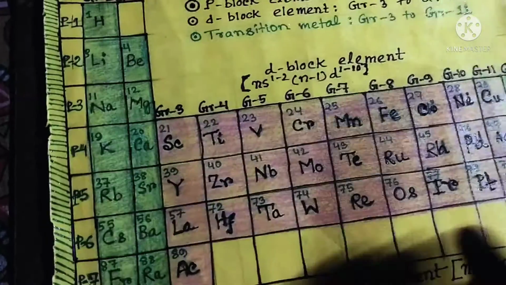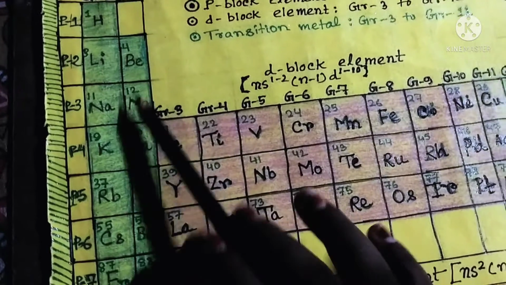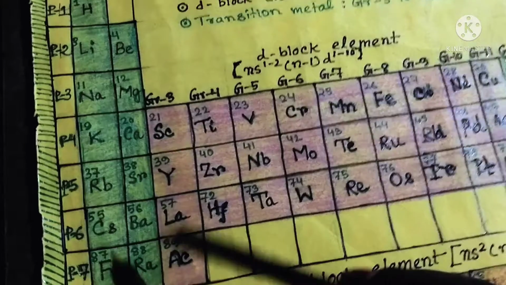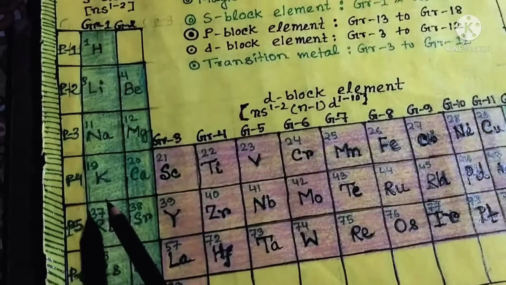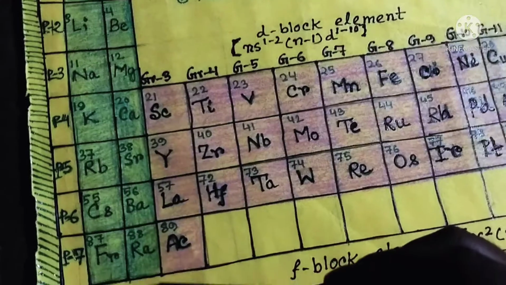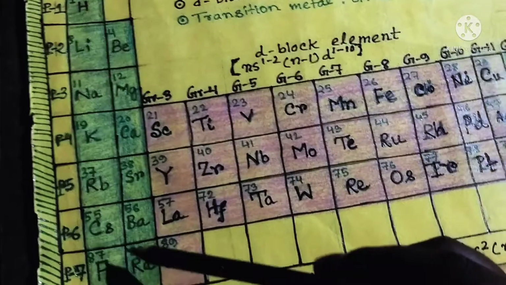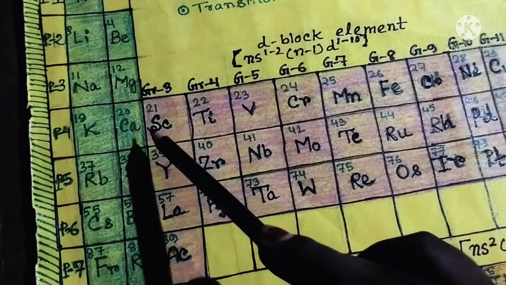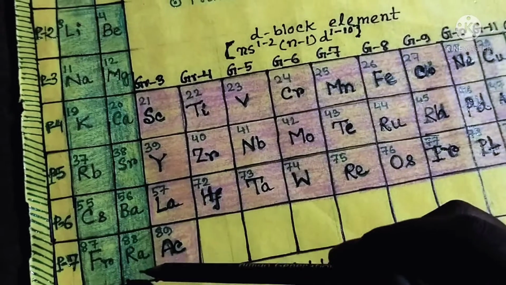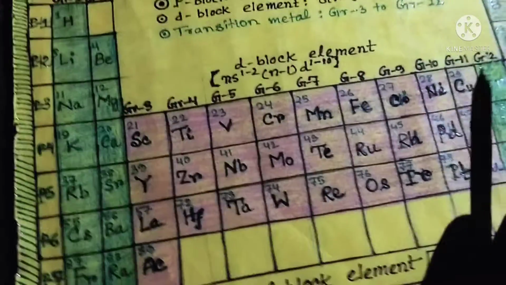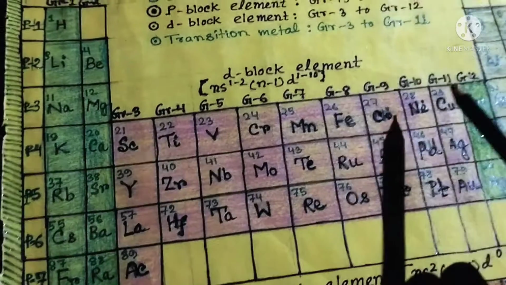And next we fill beryllium, magnesium, calcium, strontium, barium and radium. These group 1 elements are known as alkali metals and group 2 elements are known as alkaline earth metals. From period 2 we start beryllium, magnesium, calcium, strontium, barium and radium. Do you understand, students?